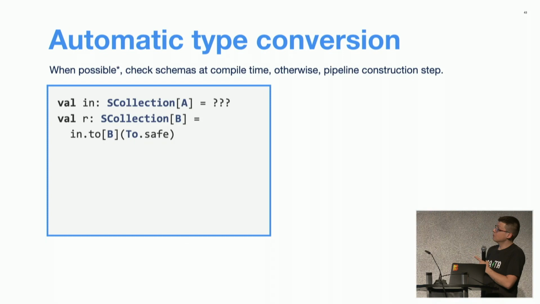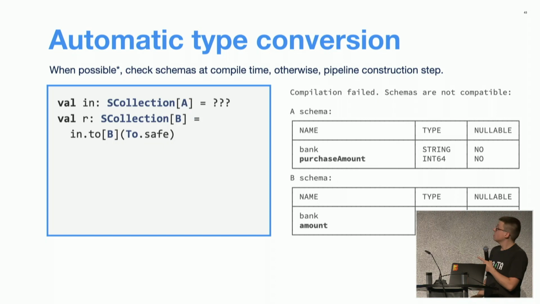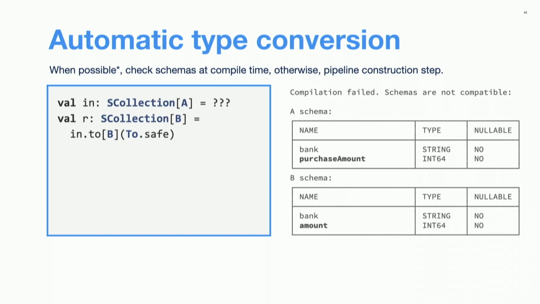So that's what we do. In Scio 0.7, we allow you to do automatic type conversion. So you can have a collection of type A, and you can have a collection of type B. And then we can convert from one to another just by choosing the type that we want to convert to. The way it works, it's going to be a compile time check.